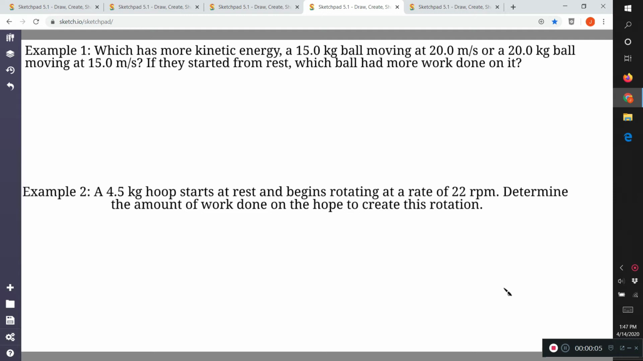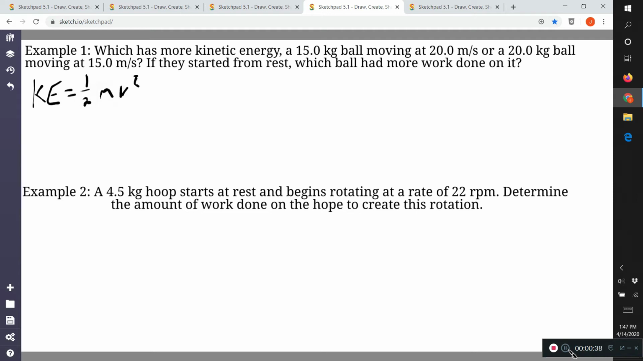So example 1, which has more kinetic energy? A 15 kilogram ball moving at 20 meters per second, or a 20 kilogram ball moving at 15 meters per second. And if they start from rest, which ball has more work done on it? So the first thing we're going to establish is the kinetic energy of these objects in motion. The translational kinetic energy formula is 1/2 mv squared.